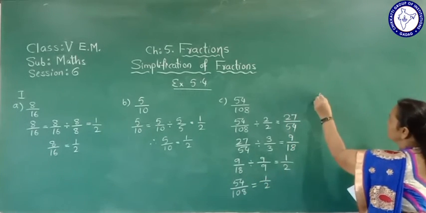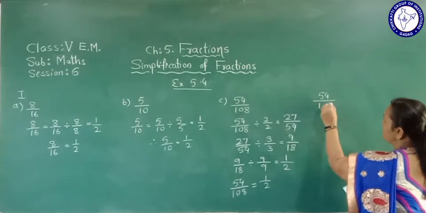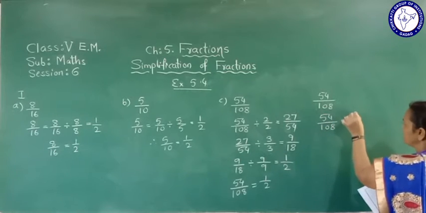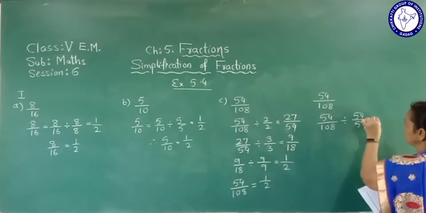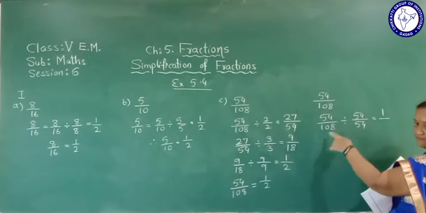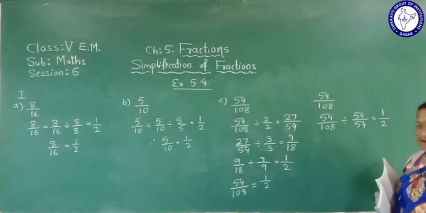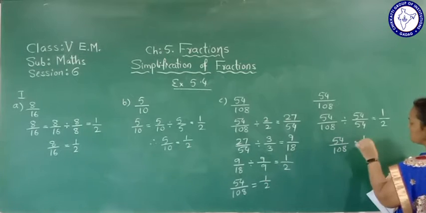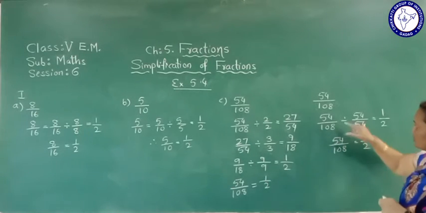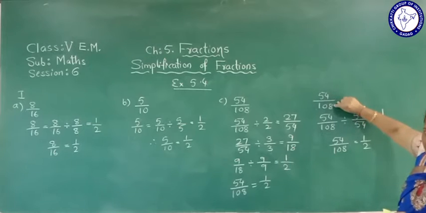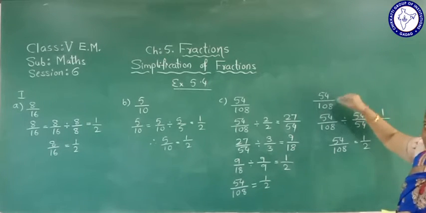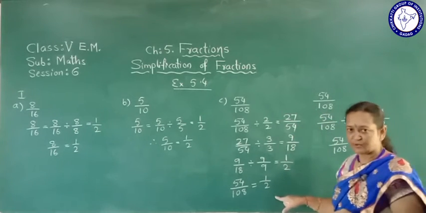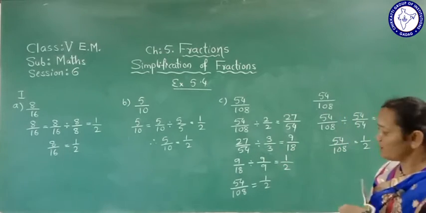This directly you can do as 54 by 108. So 54 by 108 divided by 54 by 54. 54 ones are 54 and 54 twos are 108. And directly you can write 54 by 108 is equal to 1 by 2. If you know that double of 54 is 108 and both numbers are divisible by 54, then directly you can do this process. You can avoid the long method. Okay, then let me go to the fourth question.